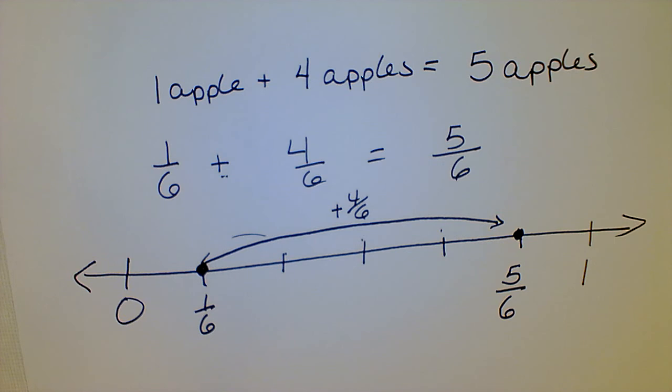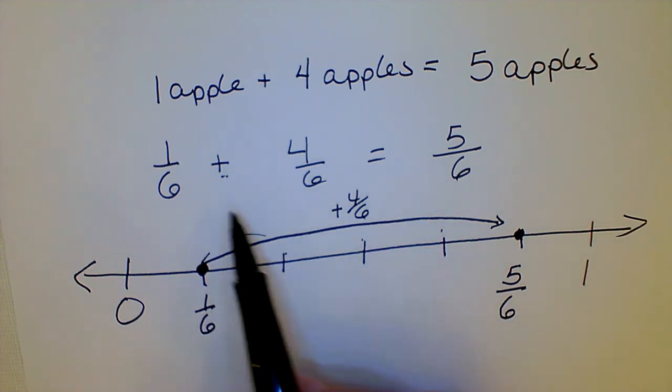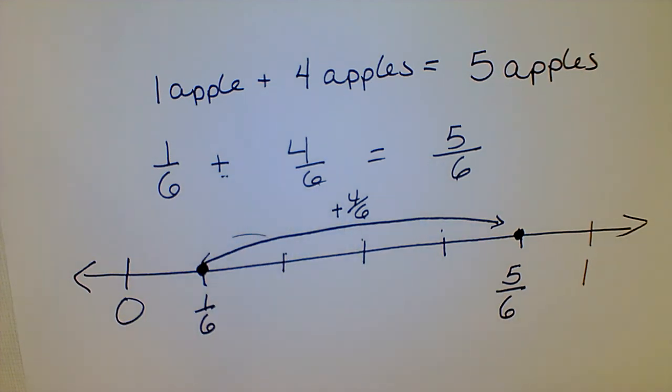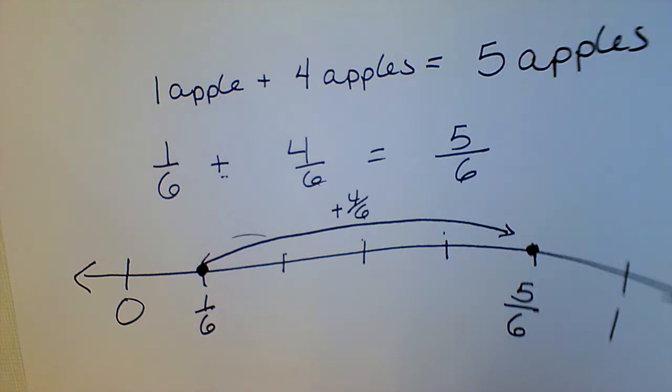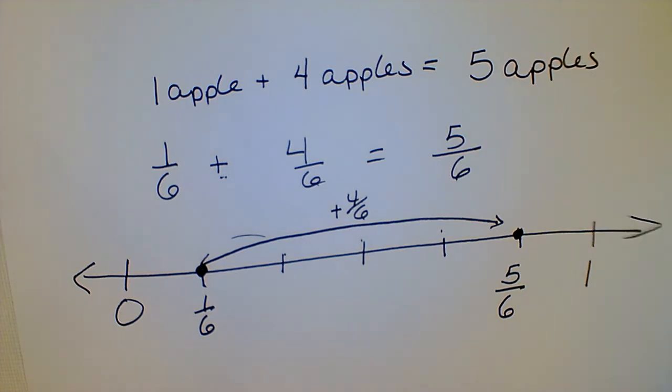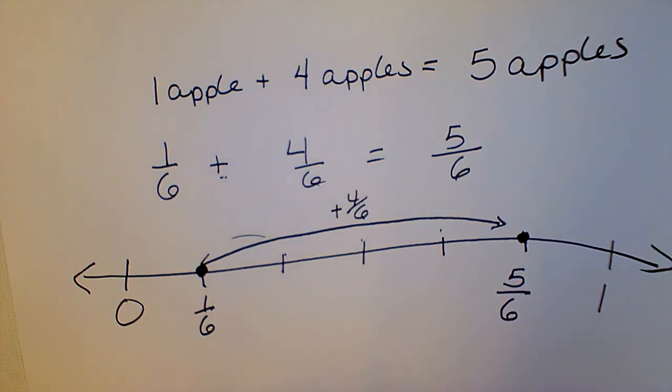So let's do one more of these, and I think you're probably getting this, that you can just add your numerators when your denominators are the same. We're just adding our numerators because we're trying to get the same size pieces. I want to do one more problem adding where we are going to have a fraction greater than 1.